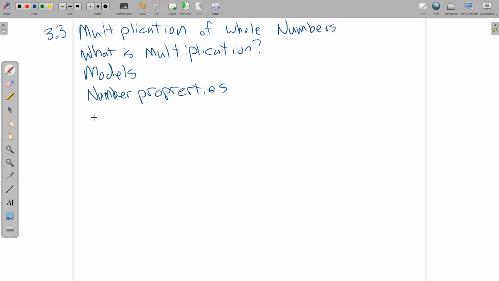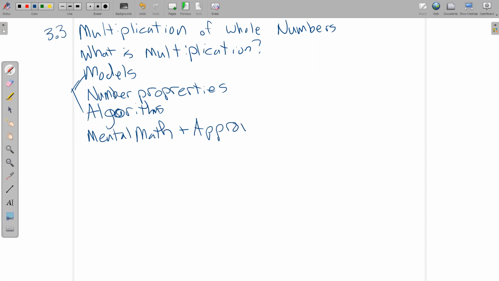And then eventually we'll get into mental calculations, but we also have algorithms. And the book puts models and algorithms together. I kind of separate them out. And then we've got mental calculations and approximations. We're not going to get through all of this today, but we'll get through most of it. And then next class on Monday, we'll review some of this stuff and hit the things we didn't get to cover very much.